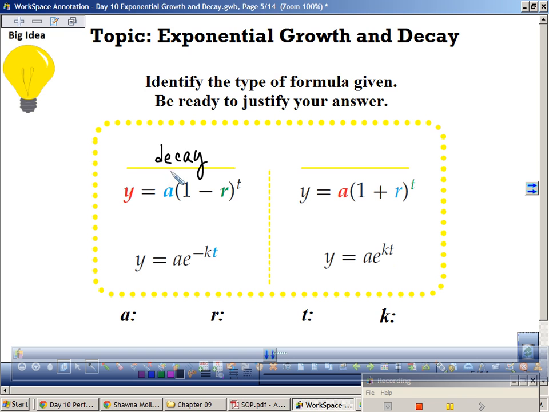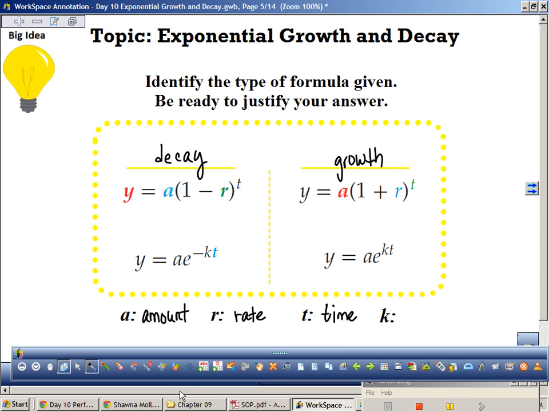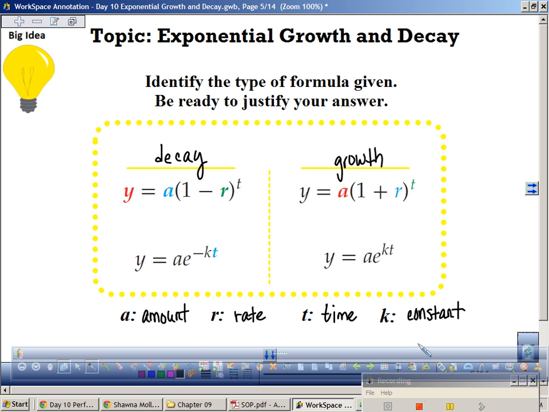Okay, so the one on the left is decay, and the one on the right is growth. And everybody can see that we're taking one and adding. What do you think R stands for? Okay, what do you think T stands for? And A? Amount or initial amount, right? And K? Constant. Yes, it is.